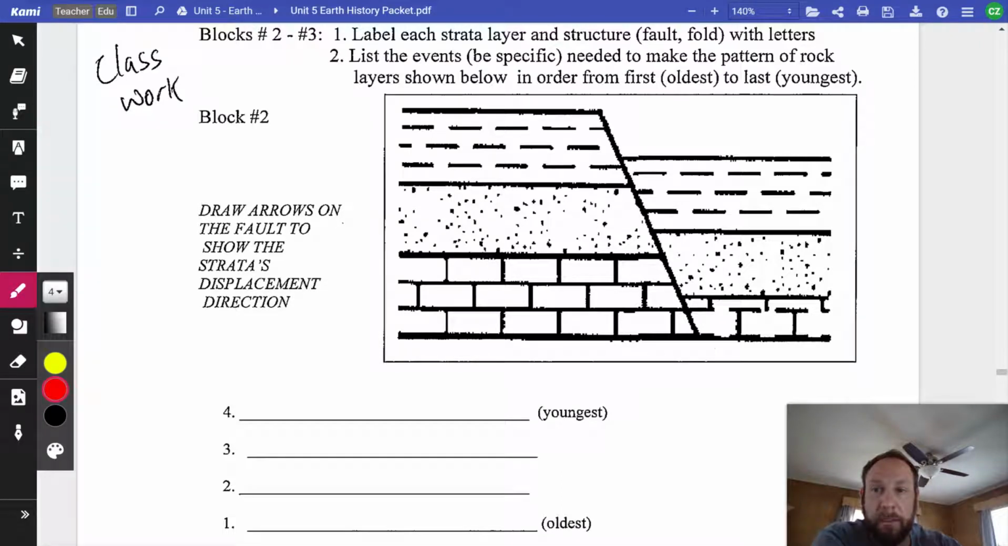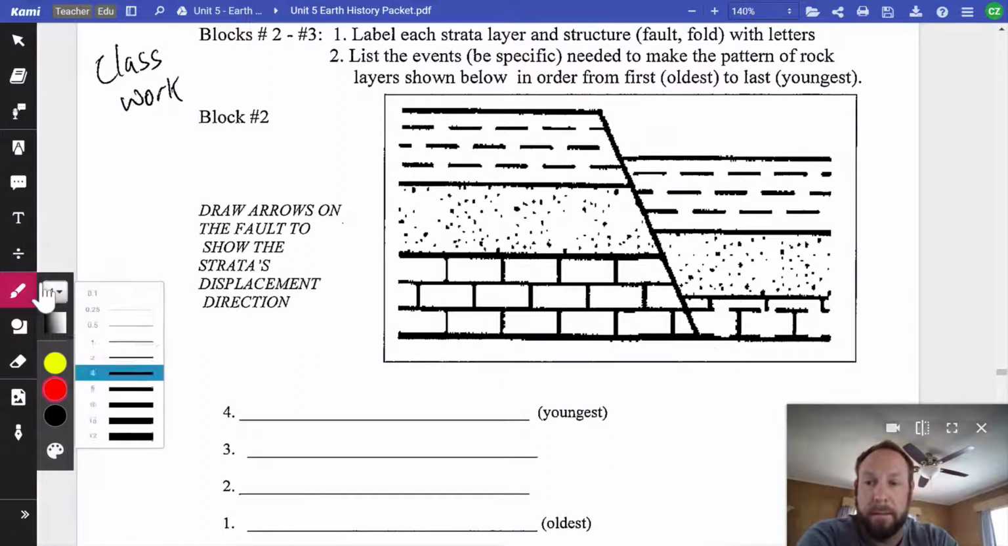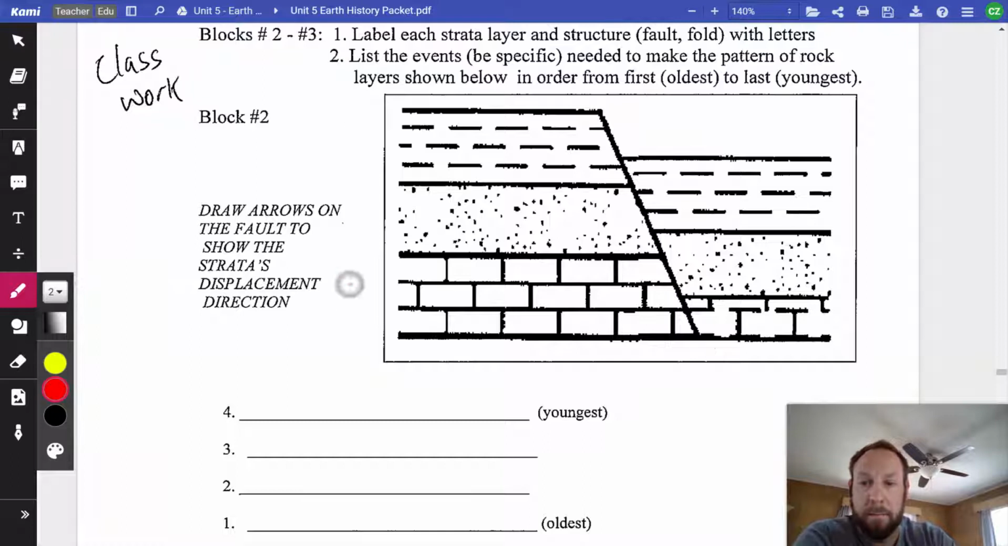Mr. Zatola back again with block diagram number 2, relative dating order or sequence of events. Let's take a look. So again, we have 3-layer block diagrams. Let me just get my pen here. We have a bottom layer, A, B, and C.